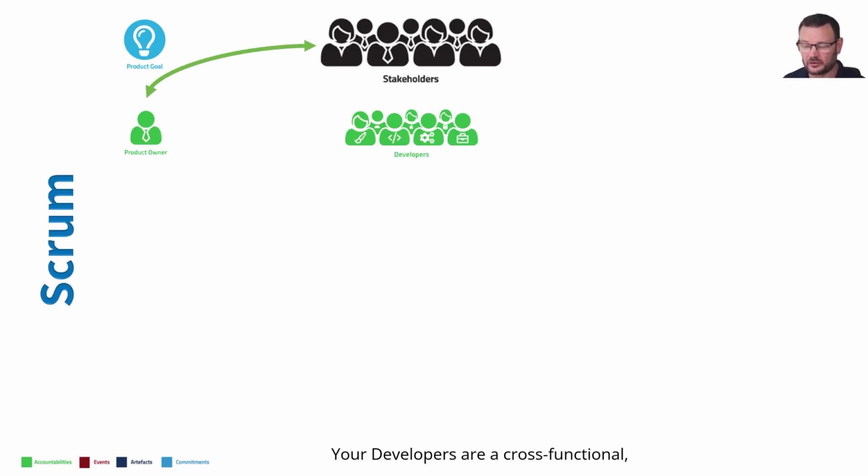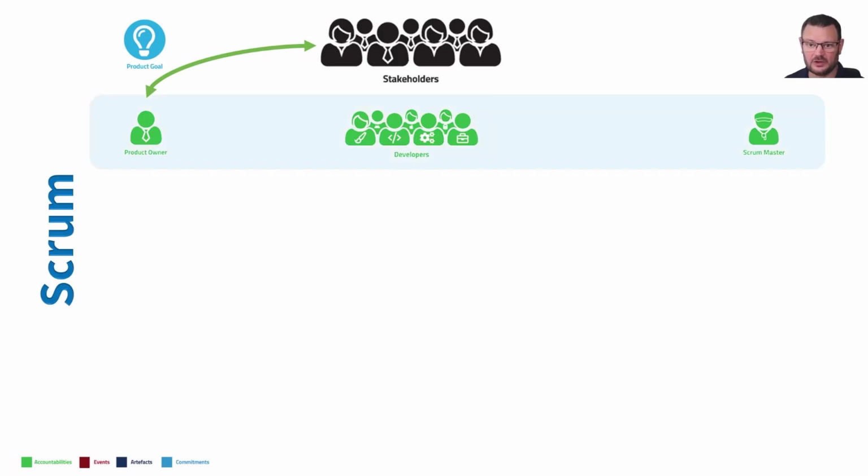Your developers are a cross-functional, self-managing group of people who are going to build whatever it is that you're looking to build. And to coordinate the work of all these people, to help them use the framework for maximum impact, help them get rid of impediments, you have a Scrum Master. When you have a product owner, developers, and a Scrum Master, you have a Scrum team. It's at this point the developers smile sweetly at the product owner and say, "All right, sunshine, what do you want us to build?"